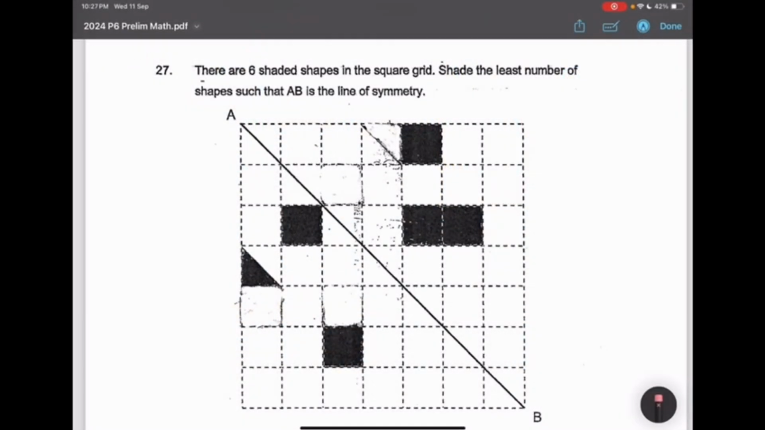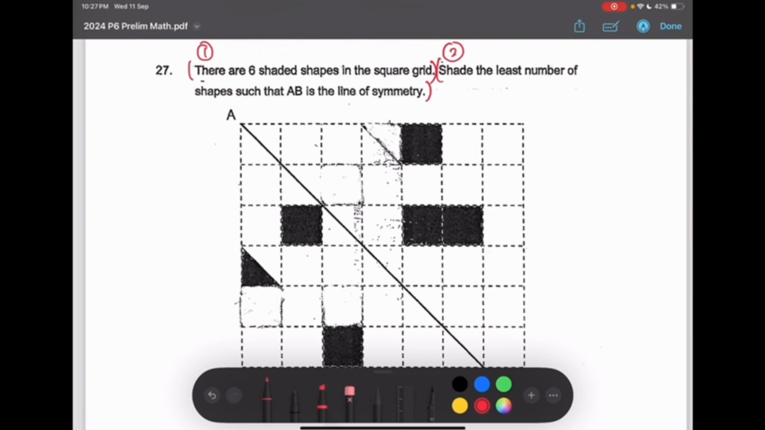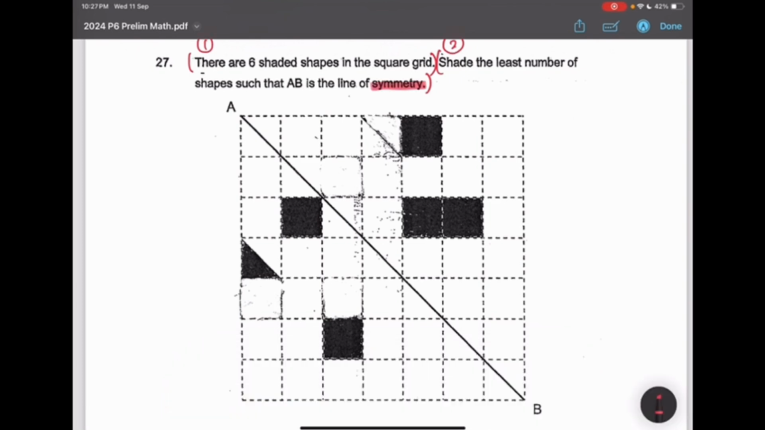Moving on to question number 27, let's read the question. There are 6 shaded shapes in the square grid. This is my sentence number 1. Moving on to the next sentence, it says, shade the least number of shapes such that AB is the line of symmetry. What does symmetry mean? For an image to be considered symmetric or to have symmetry, what is on one side of the line of symmetry must reflect on the other side as well. That is what it means for a figure to be symmetric.